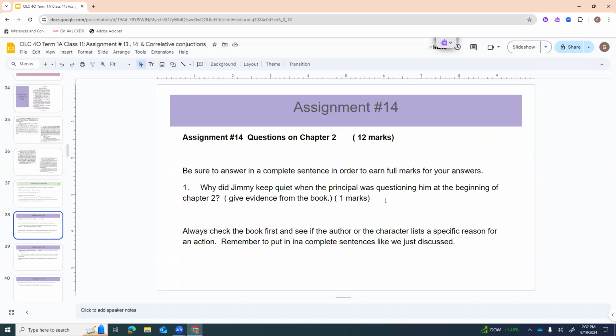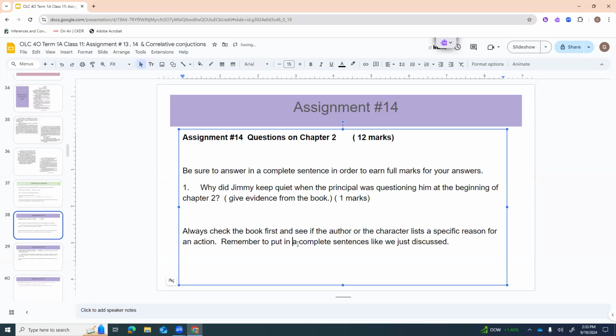The very first question is, why did Jimmy keep quiet when the principal was questioning him at the beginning of chapter 2? Give evidence from the book. So don't just guess, don't just rely on your memory, check the book and see, did the author or the character give a specific reason for that action? Remember to put it in a complete sentence like we just discussed.